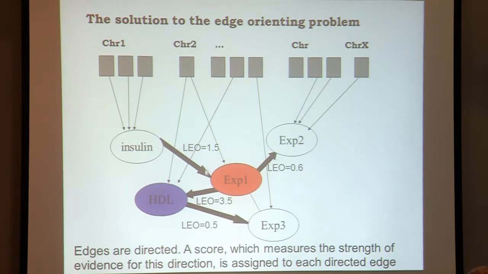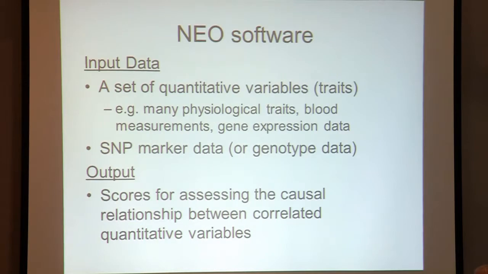What we hope to get as part of the solution of the edge orienting problem is edges that show directions. In our application, we produce so-called LEO scores, which stands for local edge orienting scores. A high LEO score is meant to suggest that we have strong evidence for this causal direction. For example, here the LEO score is 3.5, which would suggest there's strong evidence that this expression level is causally affecting HDL levels. That's what we want to accomplish.